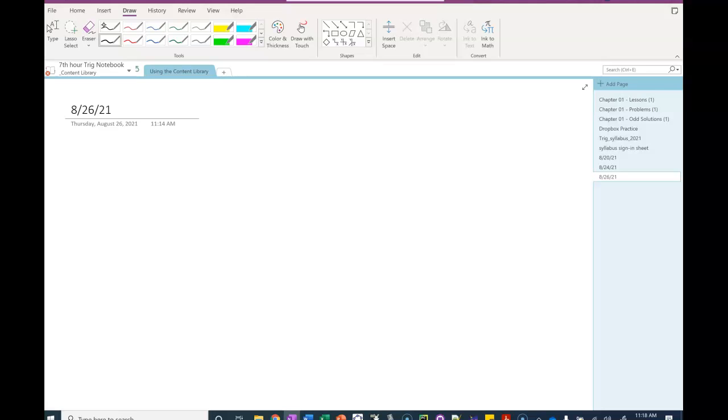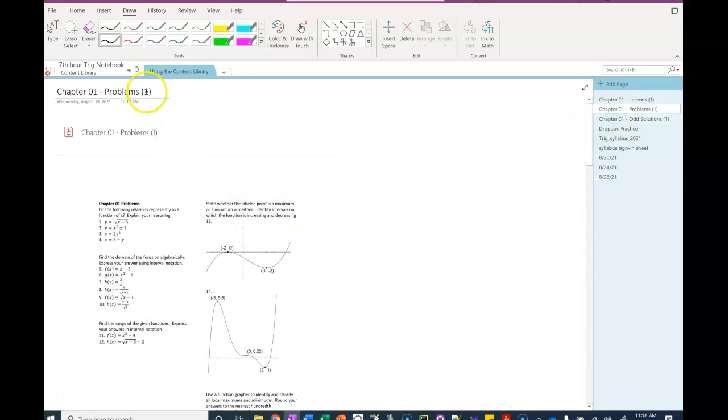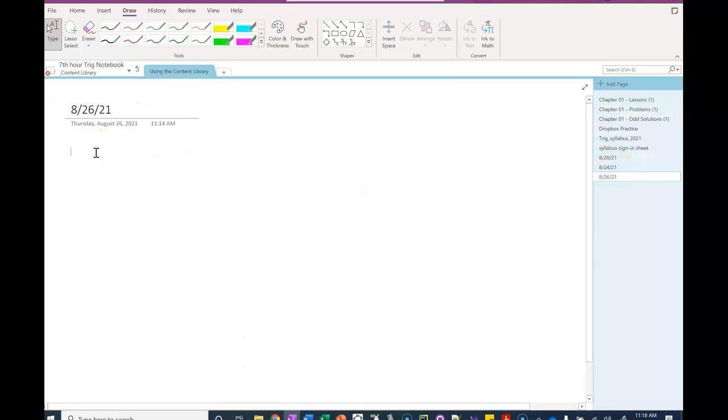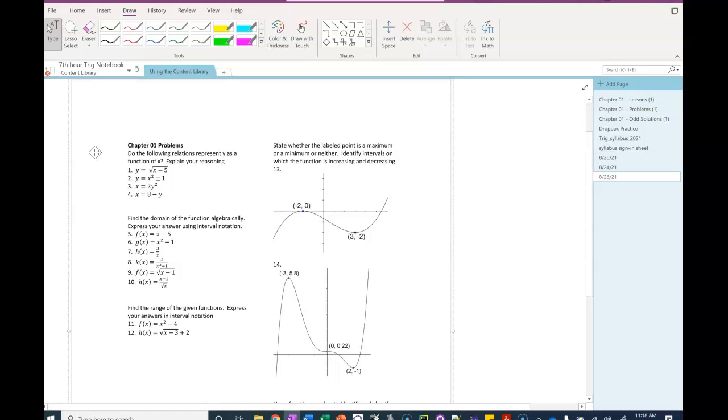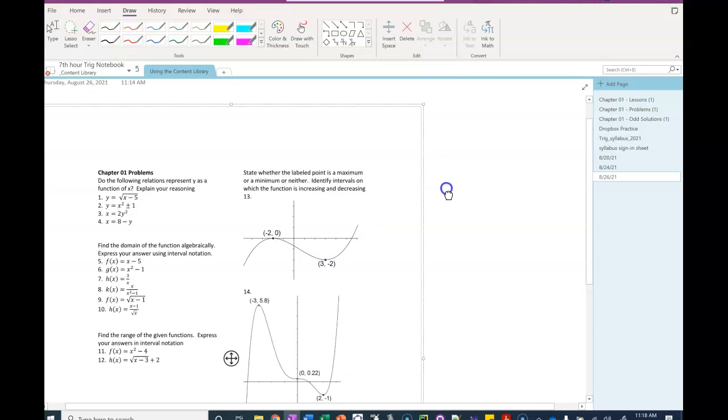Joe? Could you go over number 6, please? Sure. No problem. So for 6, it says find the domain of the function algebraically. Express your answer in interval notation.